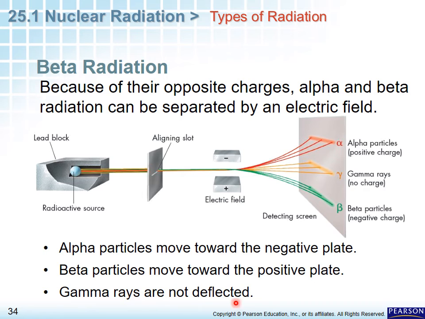Gamma rays are not deflected. See, the gamma is going straight. It means gamma has no charge.